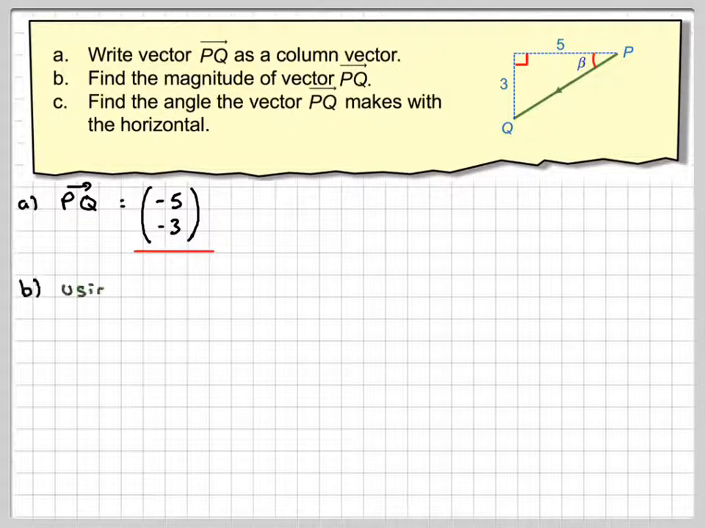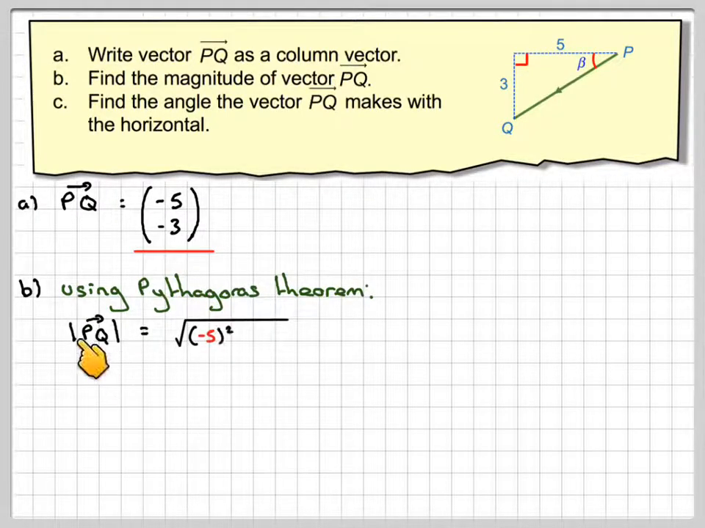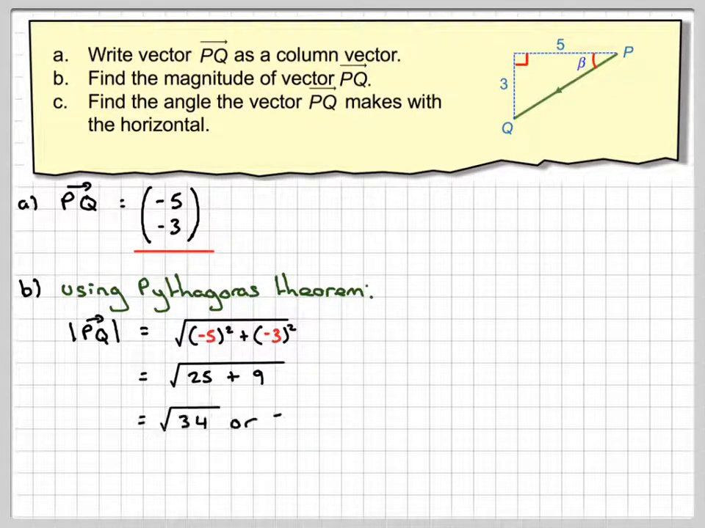To find the magnitude, we use Pythagoras' theorem. So Pythagoras' theorem will say, and this is a notation, don't forget, two straight lines with the vector in between, minus 5, now you need to put that into brackets squared, plus minus 3 squared. Now when you square a negative number, it becomes positive, so we get square root of 25 plus 9, which gives me the square root of 34, or 5.83 units.